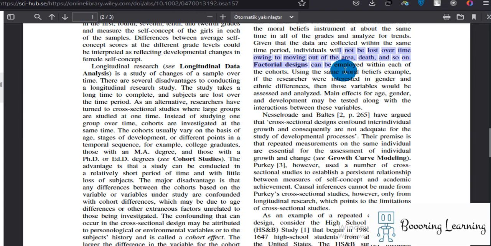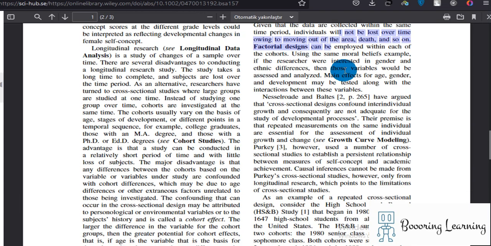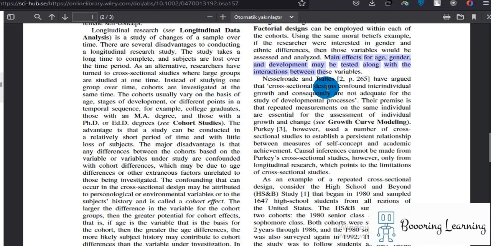The factorial design can be employed within each of the cohorts using the same moral beliefs instrument. For example, if the researcher were interested in gender and ethnic differences, then those variables would be assessed and analyzed. Main effects for age, gender, and development may be tested along with the interactions between these variables.